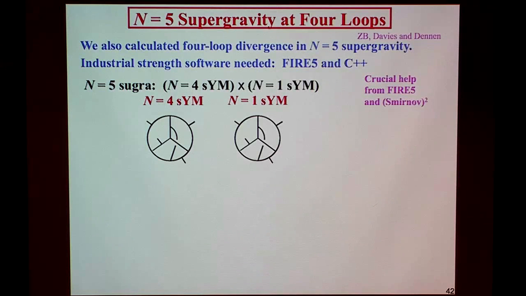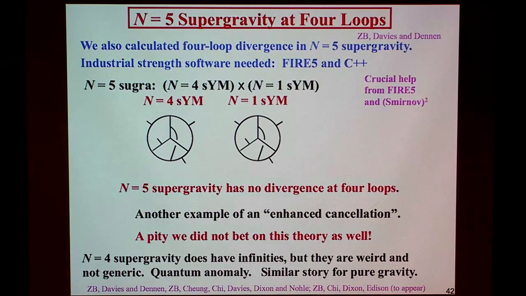And we've also looked at other theories, this N=5 supergravity. Okay, this is not something you try at home. This is professional grade, industrial strength software that we needed help from some Russians. That's when you get really serious. C++. It's about 1 billion terms if you're curious. But we really wanted to know what the answer was. So we did the calculation, and yeah, it's exactly what you might have expected.